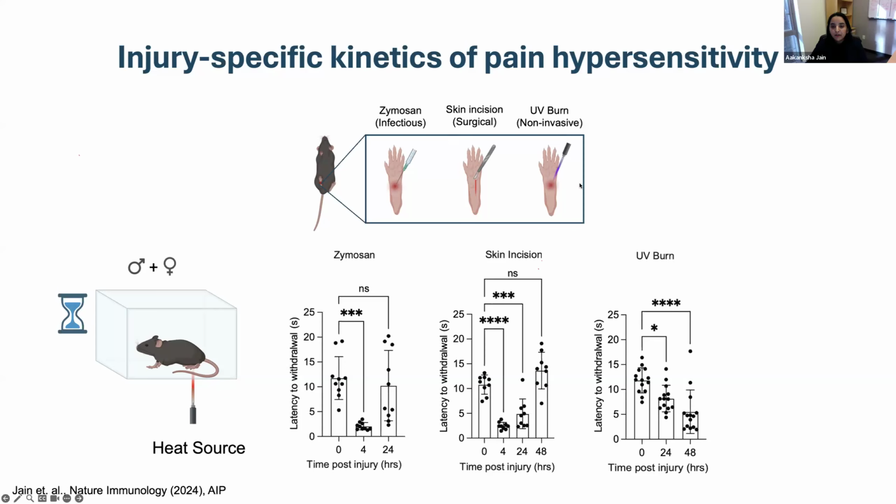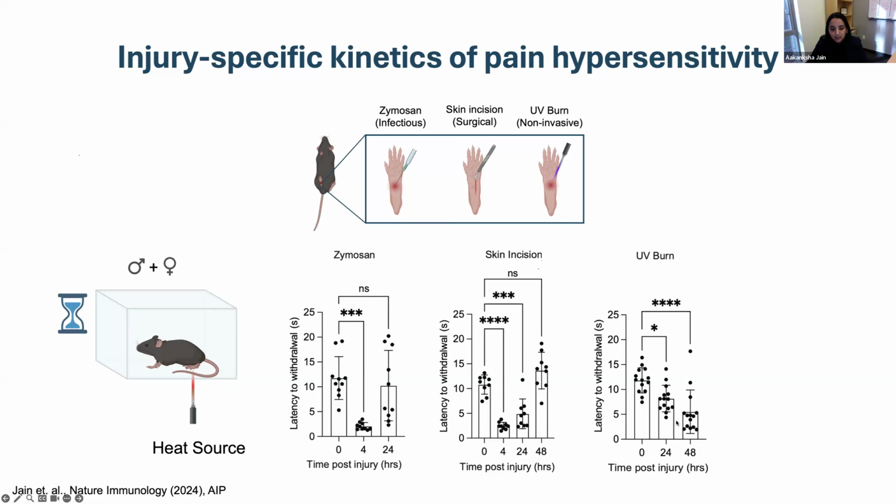And to confirm that there is actually pain hypersensitivity in all three models, we expose the injured mouse paw to a heat source, and we measure the amount of time it takes for the mouse to flinch. This is a standard model in the pain field. The less time it takes, the more hypersensitive the paw is. So here you can see that in all three settings there is a reduction in the time it takes for the mouse to withdraw its paw, suggesting that there is hypersensitivity in all three models.